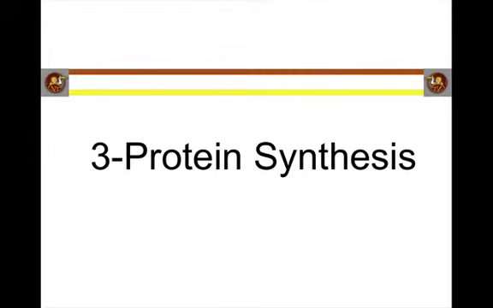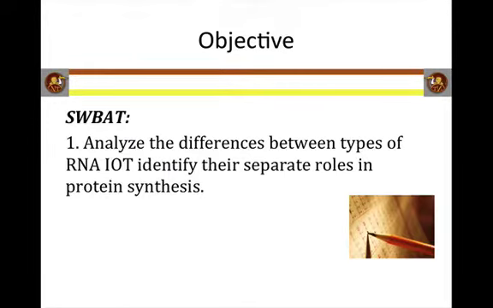Our objective today: at the end of this lecture, students will be able to analyze the differences between types of RNA in order to identify their separate roles in protein synthesis. Okay, make sure you have that down in your notes, right underneath your title, so you can keep yourself organized with each of these lectures.